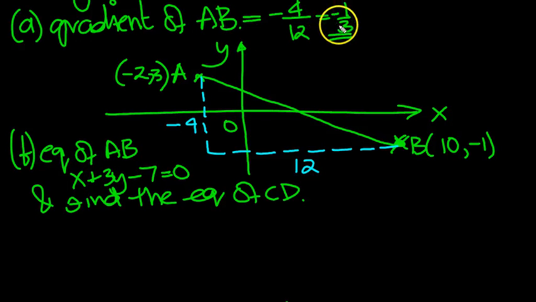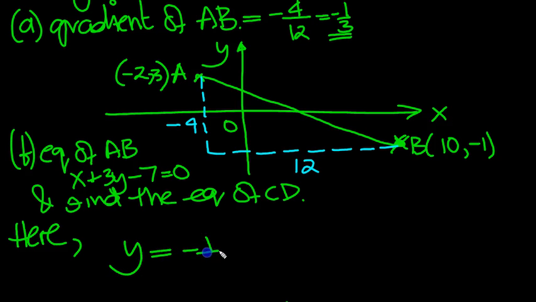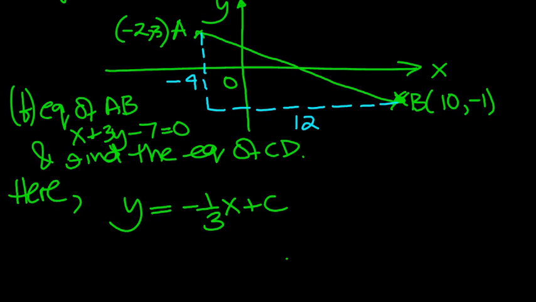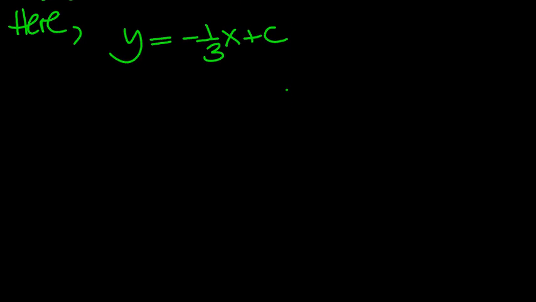We know the gradient of AB is minus a third. So here, y equals mx plus c. The gradient is minus 1/3 for that line, isn't it? The line AB, so let's write that down. And we know that it's going to go through the point 2, minus 3 and 10, minus 1. So let's just choose one of them.